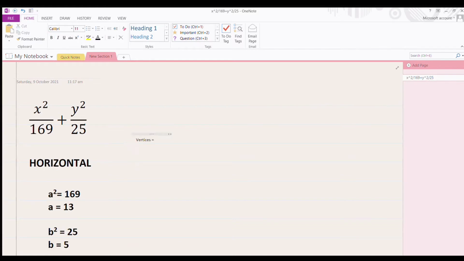Using the explanation mentioned, the vertices will be (-13, 0) and (13, 0), and the covertices will be (0, -5) and (0, 5).